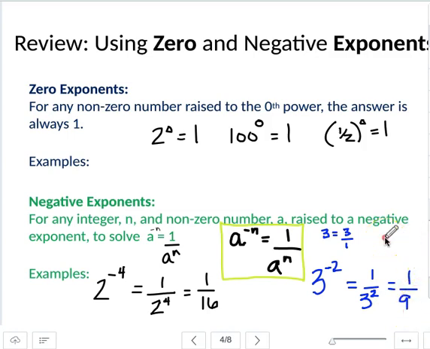So that is a review of dealing with negative exponents and anything raised to the 0th power. I'm going to go on to the next slide, so if you need more time, go ahead and click pause.